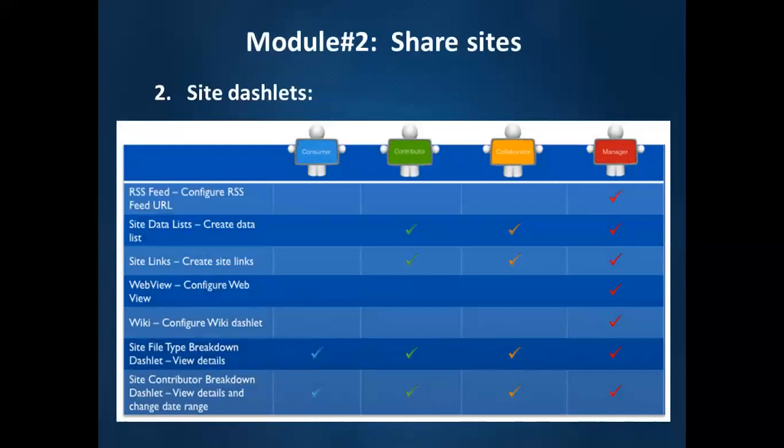Sites file type breakdown dashlet, view details: the four roles have these permissions. And what about site contributor breakdown dashlet, view details and change data range? The four roles have these permissions too.